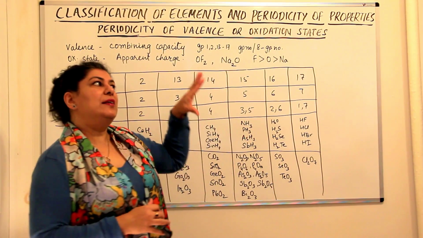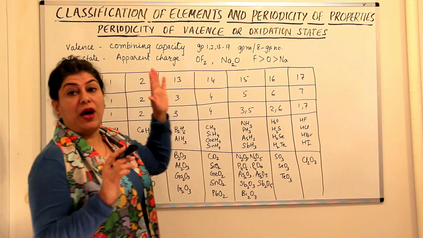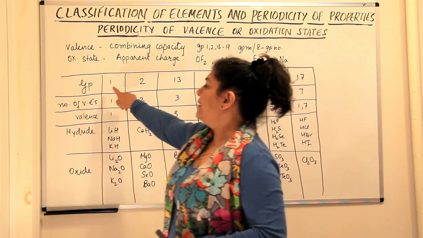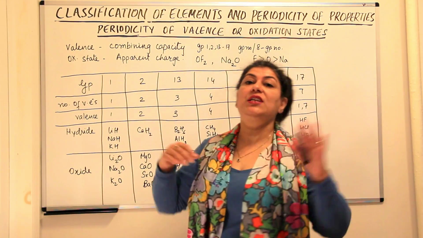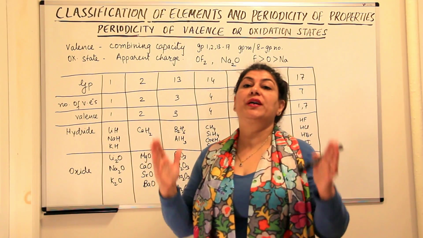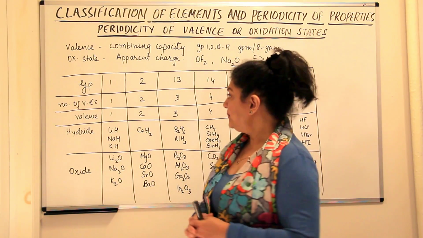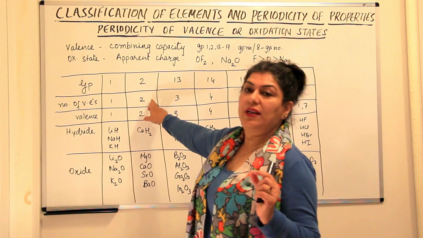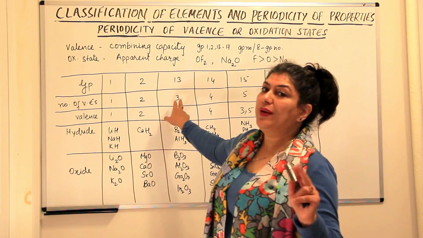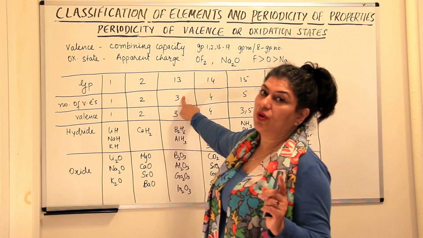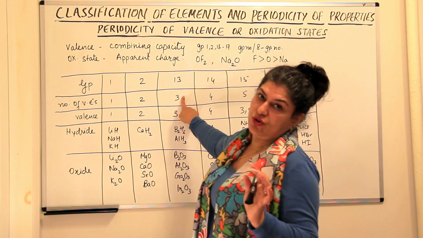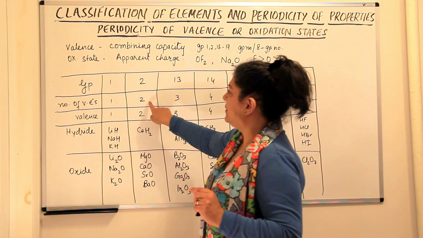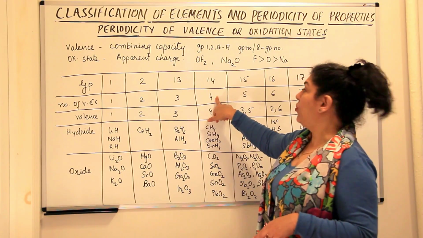Let us look at the group numbers. I'm now talking of the representative elements. In representative elements, we have group 1, group 2, and groups 13 to 18. These are elements in which the electron is being added in the outermost shell. In group 1, there is only 1 electron in the outermost shell. In group 2, there are 2 electrons. In group 13, there are 2 electrons in the s orbital and 1 electron in the p orbital, so there are 3 electrons in the outermost shell. In group 14, there are 2 electrons in the s orbital and 2 electrons in the p orbital.